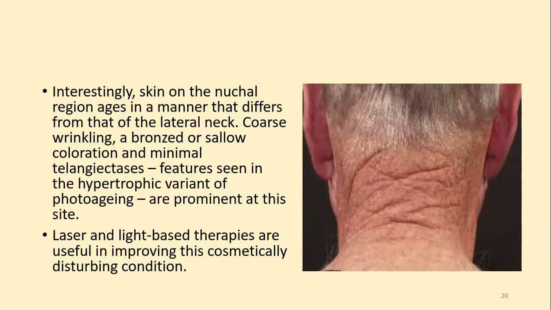The skin of the nuchal region behaves a little differently from the lateral neck skin. The coarse wrinkles, as you see in the picture, bronzed and sallow appearance, and minimal telangiectasias are all features of hypertrophic extrinsic aging. Laser and light-based therapies are useful to improve this condition cosmetically.